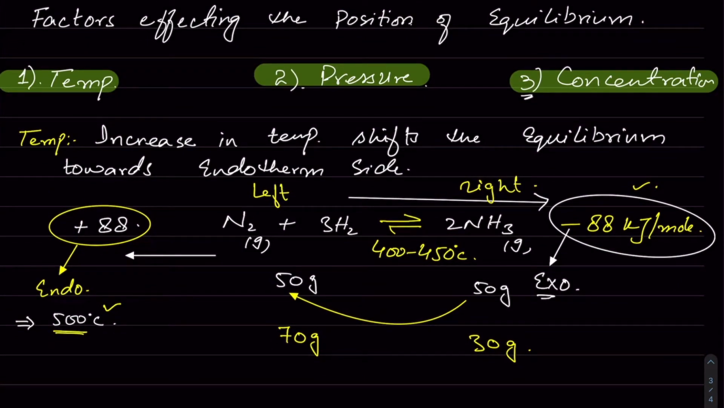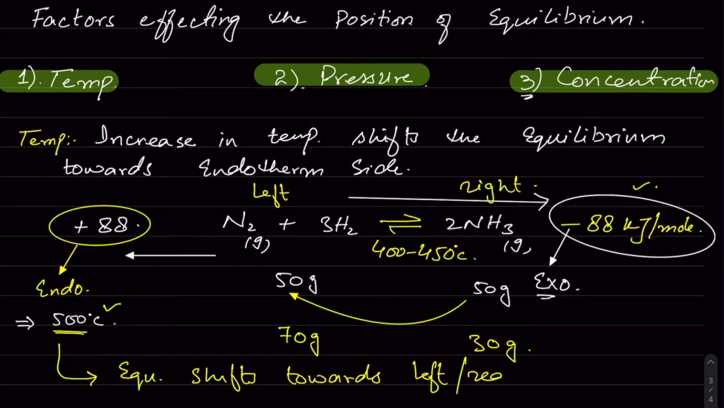So how can you explain it for 2 marks? Increase in temperature, equilibrium shifts towards the left side or reactant side, 1 mark for direction, and 1 mark for as it is endothermic. So this is the reason: if you increase the temperature from 450 degrees C, equilibrium will shift to the left side because it is endothermic.